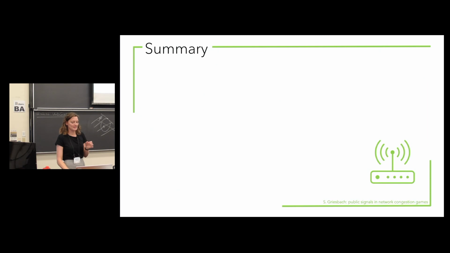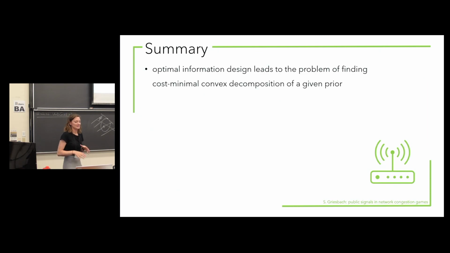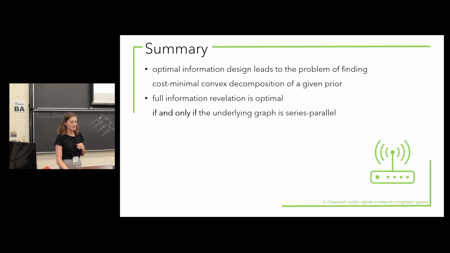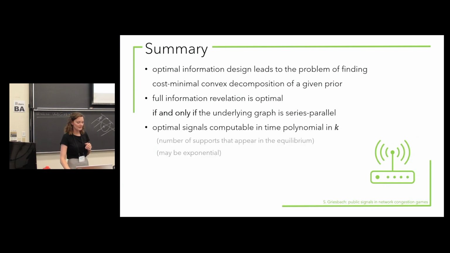OK, so just a short summary. At the beginning, we saw that optimal information design leads to the problem of finding a cost minimal convex decomposition of a given prior. But we also saw that if the graph is series parallel, then full information revelation is always optimal. Then we saw that we can compute optimal signals in time polynomial in K, where K was the number of supports, and this K may be exponential. But we also observed that this is rather small for realistic networks.